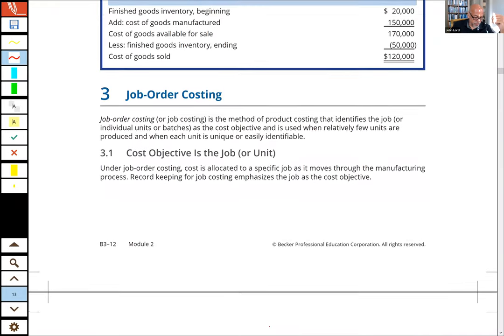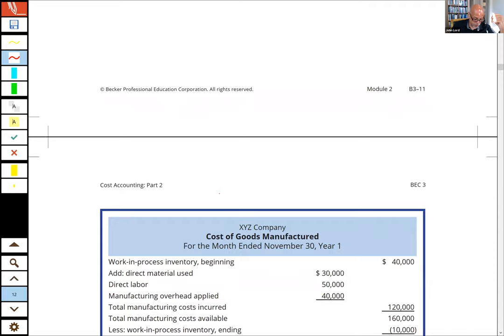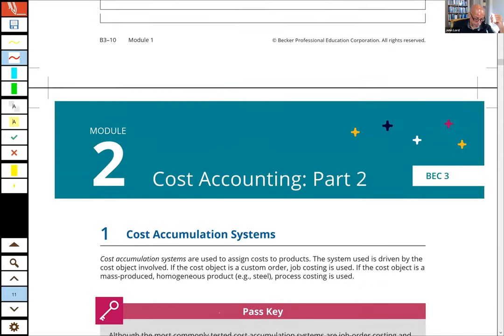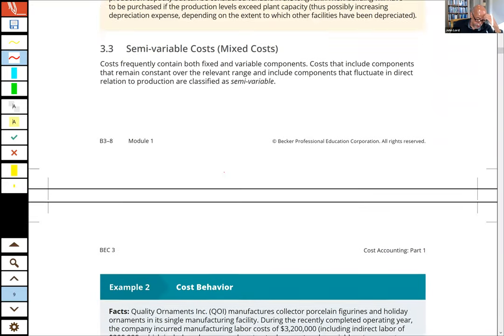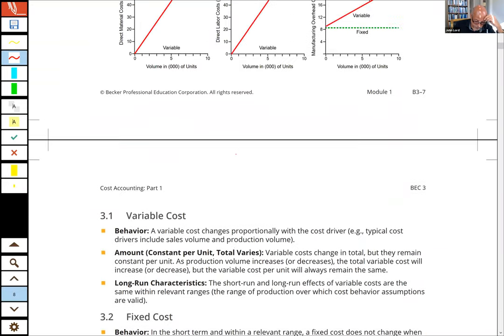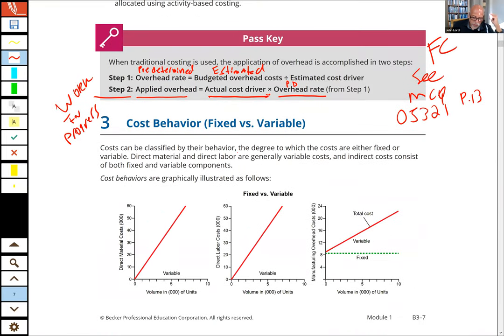But just remember how we got here, guys. We got here from a flashcard that should help us. What page were we on now? Right here. Okay. We got that flashcard. We know that we should use whatever the estimated overhead costs are divided by the estimated driver. That gives you the overhead rate per unit of the driver, and then you multiply that out to apply it.